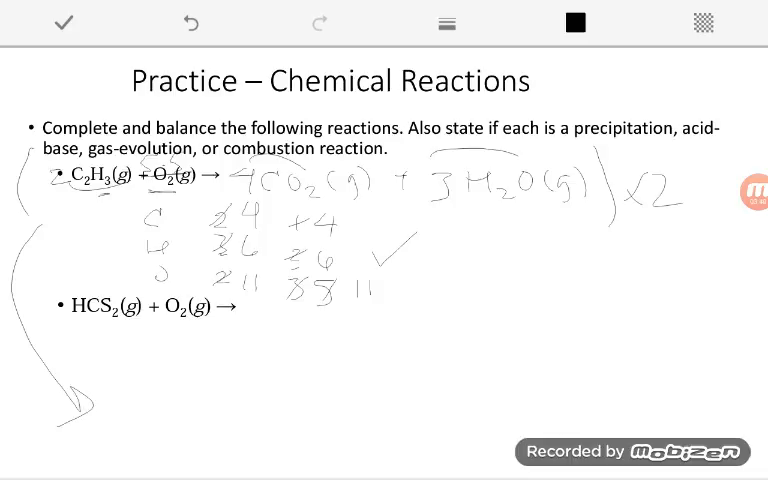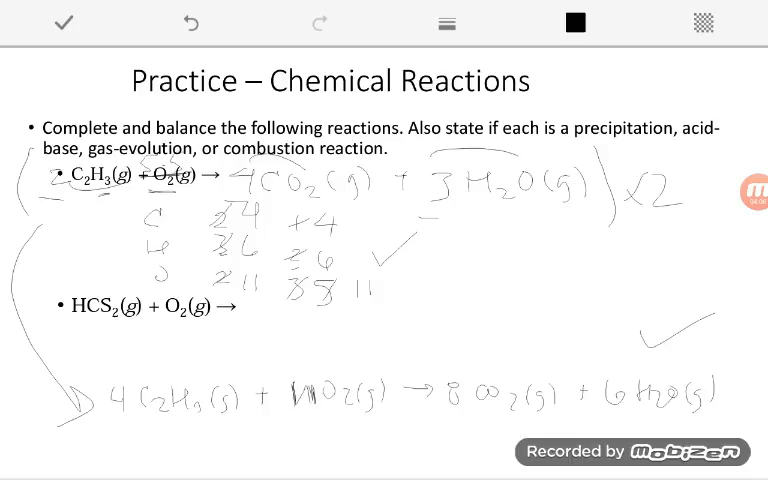So if I rewrite this, I would have 4 C2H3 plus 11 oxygen plus 8 CO2 plus 6 waters. So I took each of my coefficients and just multiplied them by 2 so that I wouldn't have any fractions. And now I have that 11 here instead of the 5.5, so that's all good. So predicting the products is easy. Sometimes the balancing takes a little more effort.